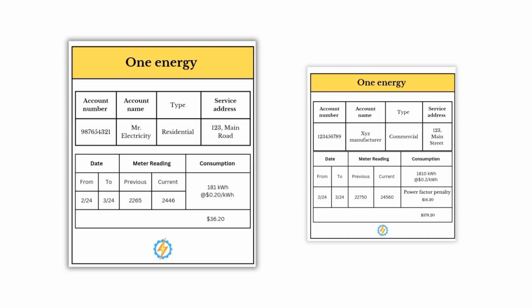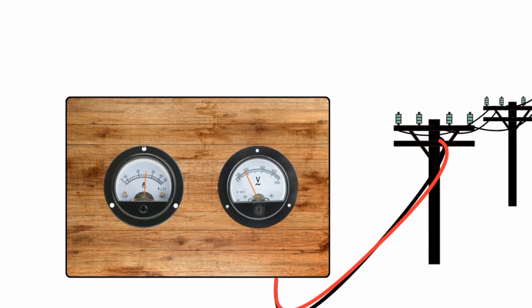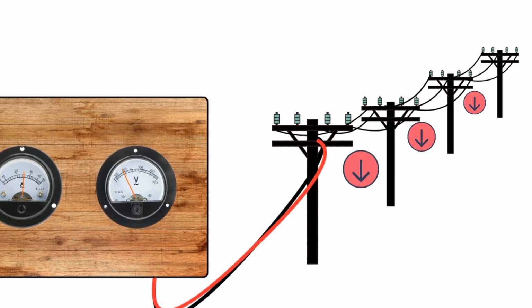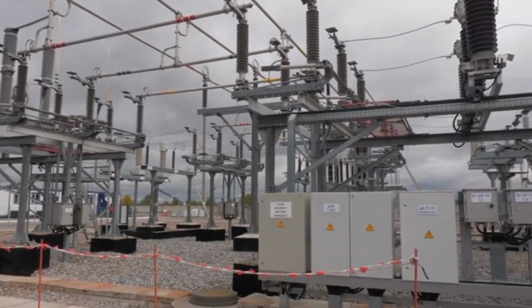Residential bills often overlook power factor, but commercial and industrial bills consider it. Poor power factor leads to penalties due to increased current flow, voltage drops, and decreased distribution capacity. Large consumers with bad power factors strain the electricity network.